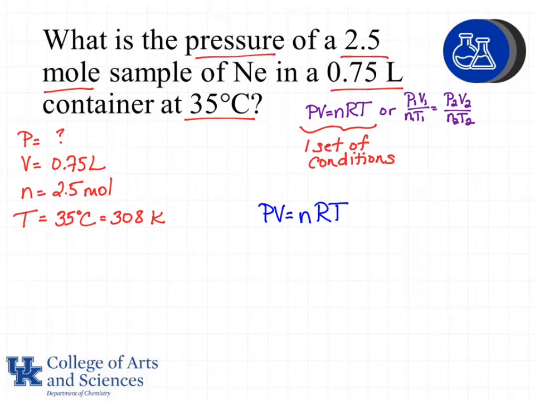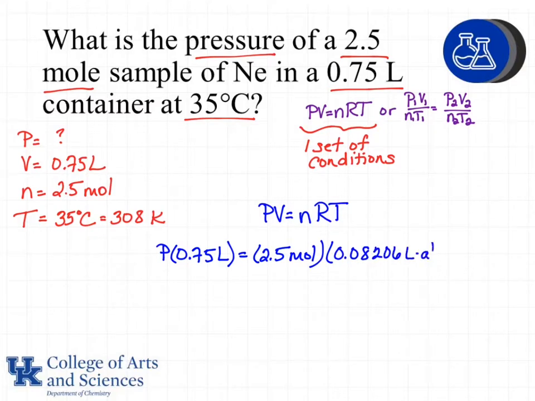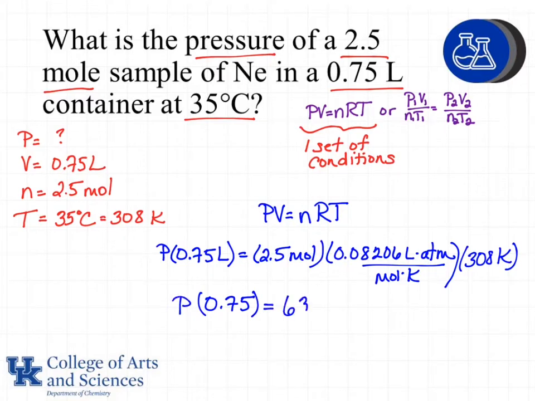Now I can plug in my values to the ideal gas equation. So I have my unknown pressure times the volume equals moles times my ideal gas constant times the temperature. When I simplify this, I get 0.75 times pressure equals 63.19. I divide both sides by 0.75 to find my unknown pressure, and I get 84 atmospheres.